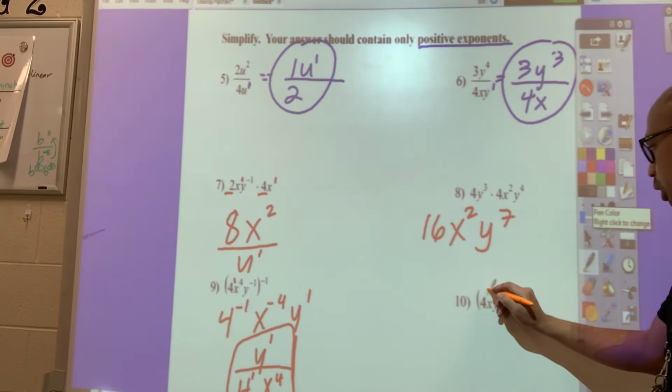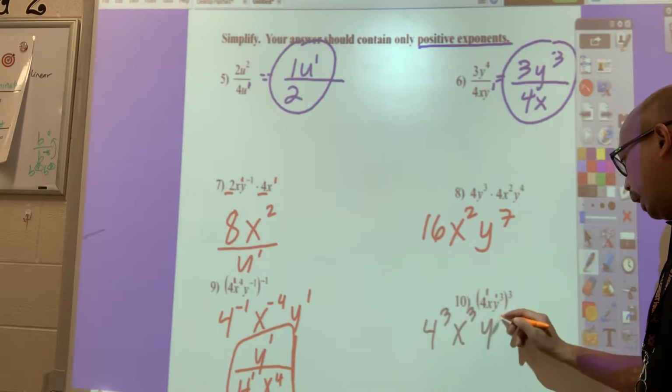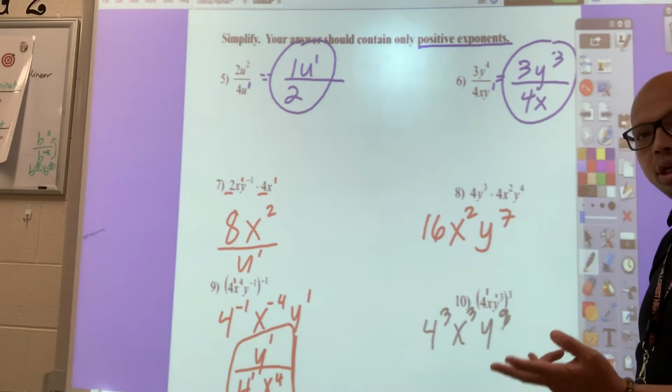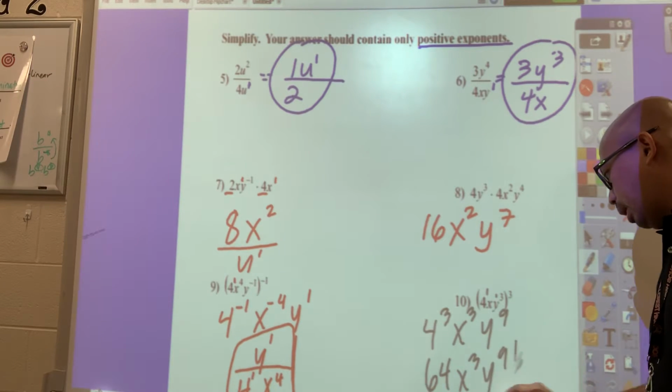Same thing with this one here. There's a 1 there, there's a 1 there. That gives you 4 to the 3rd power, x cubed, y to the 9th. 4 to the 3rd, 4 times 4 is 16 times 4 is 64, x cubed, y to the 9th power.